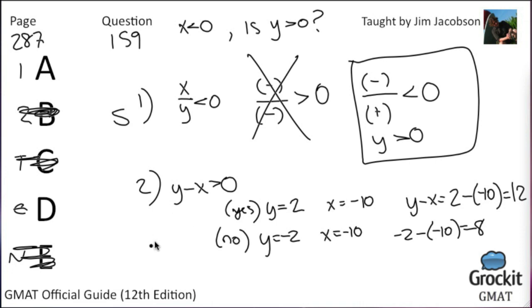So if a statement gives you results that are sometimes yes and sometimes no, it is not sufficient. So statement 2 is insufficient. It is not answer choice D. It is answer choice A.